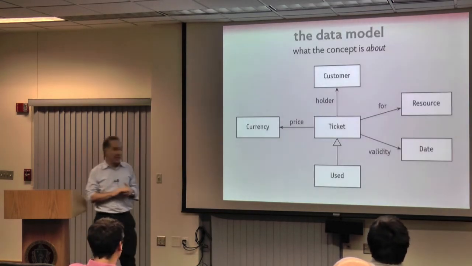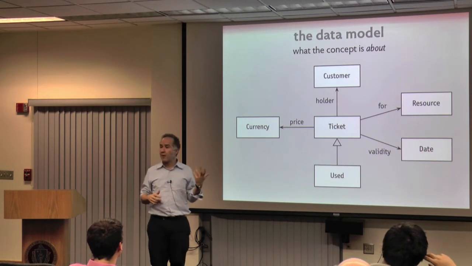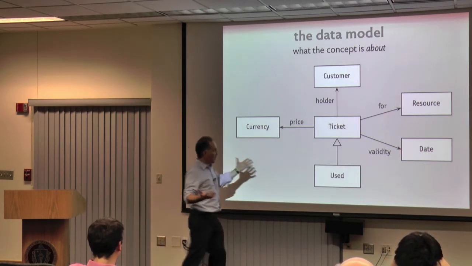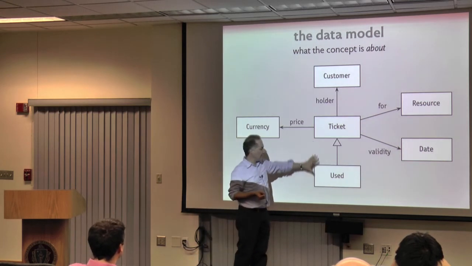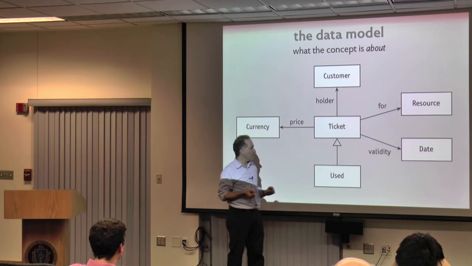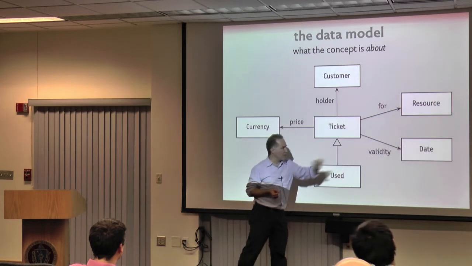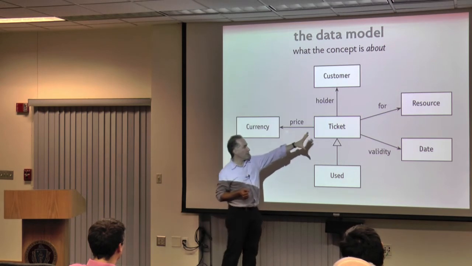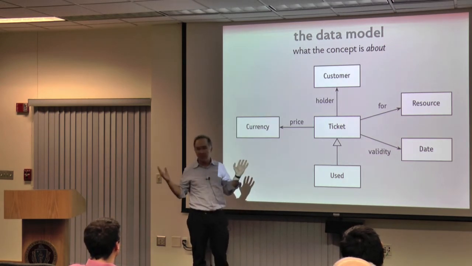So the first is the data model. It's essentially what the concept is about, or if you like, the state of the concept. So for a ticket concept, for example, it would be the set of tickets, and maybe if we're going to track the ones that are being used, if they're tickets that can't be reused, maybe the ticket has some range of dates for which it's valid, a resource for which the ticket applies. It says maybe you can gain entrance to this particular show.